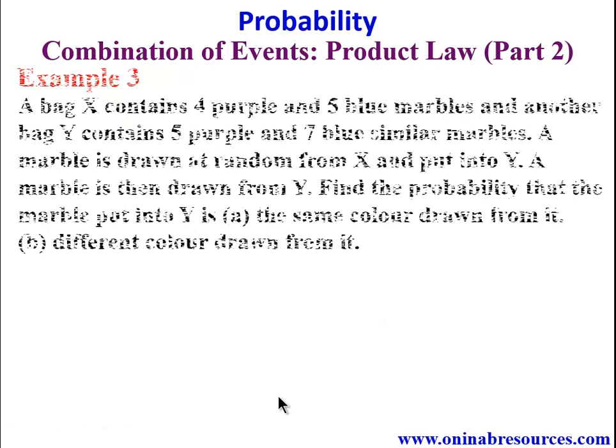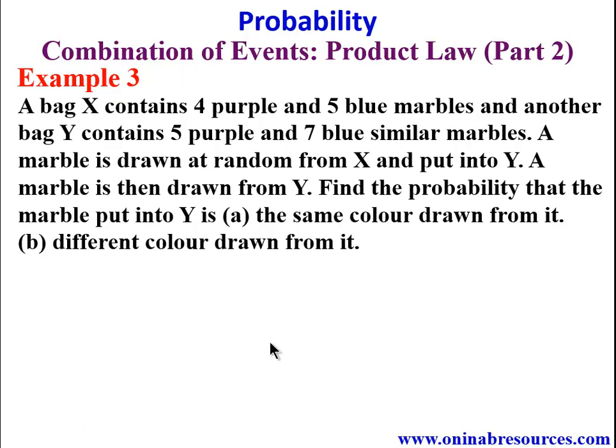We go to example 3. Example 3, a bag X contains 4 purple and 5 blue marbles, and another bag Y contains 5 purple and 7 blue similar marbles. A marble is drawn at random from X and put into Y. A marble is then drawn from Y. Find the probability that the marble put into Y is A, the same color drawn from it, and B, different colors drawn from it. So we need to understand something here.